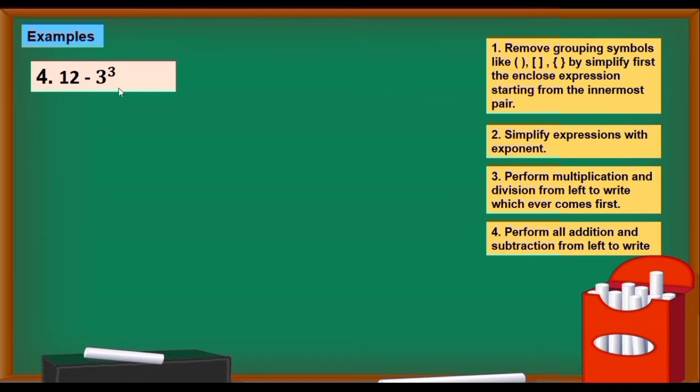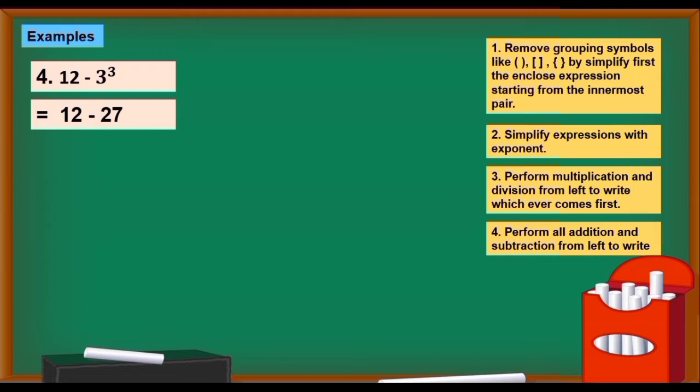So, uunahin po natin yung 3 cube. Ano ba ibig sabihin? 3 times 3 po ba? Hindi. Kasi, ibig sabihin, ilang beses natin imumultiply yung base. So, ang base po natin ay 3 at 3 beses siyang imumultiply. So, 3 times 3 is 9 times 3 is 27. So, therefore, that would be 12 minus 27.